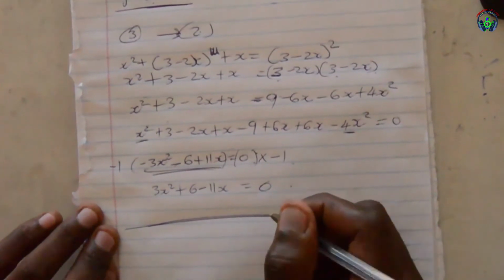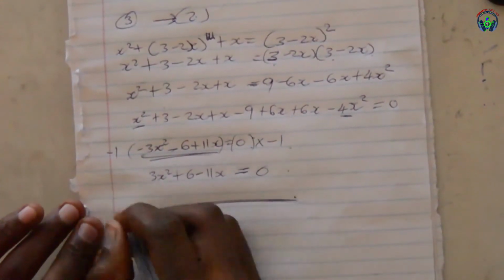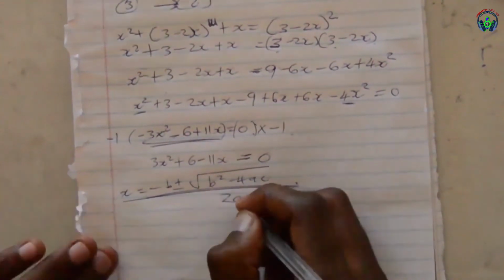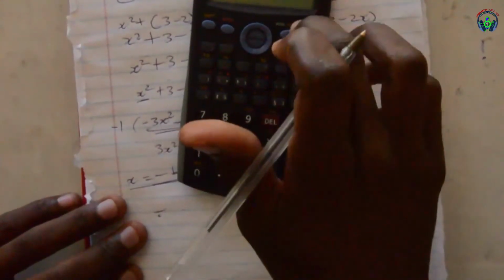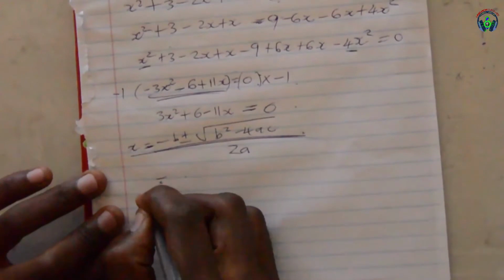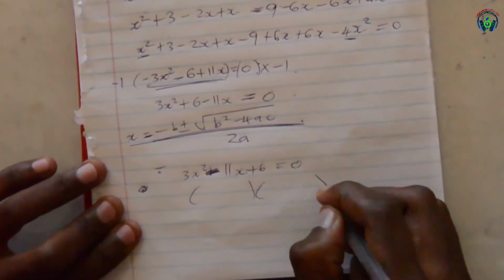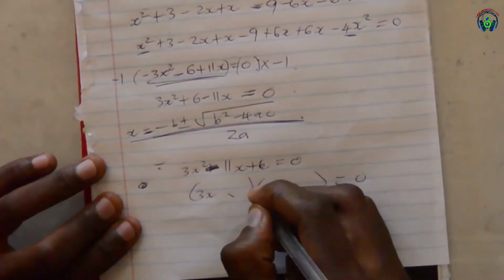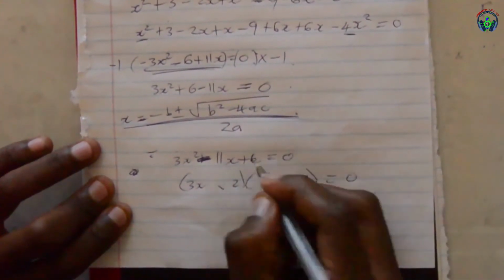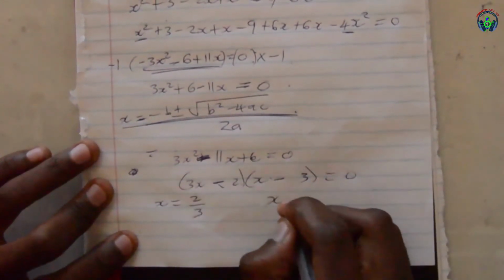Most of my students, when they get to this point, like to use the quadratic formula because it's easier and less tedious than factorizing manually. So take your quadratic formula, x equals minus b plus or minus the square root of b squared minus 4ac, all over 2a. Because our calculator is failing us, I'm going to factorize manually. We have 3x squared minus 11x plus 6 equals 0. Then we have 3x, 2, 3, 2. 3 times 3 is 9, plus 2 becomes 11. Yes, so we have the signs, minus and minus. So x equals 2 over 3 and x equals 3.